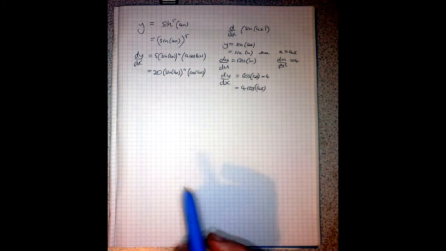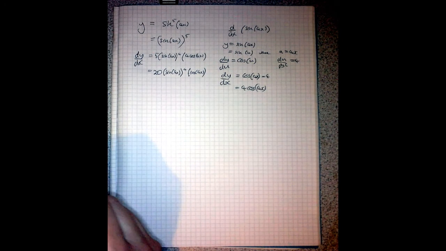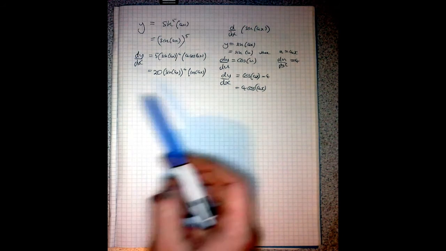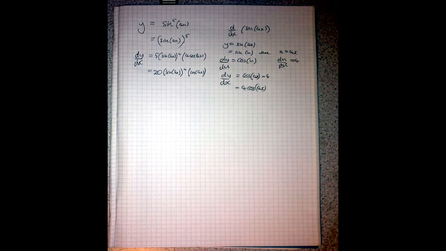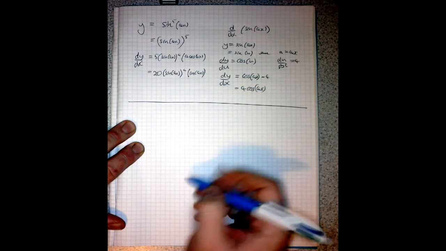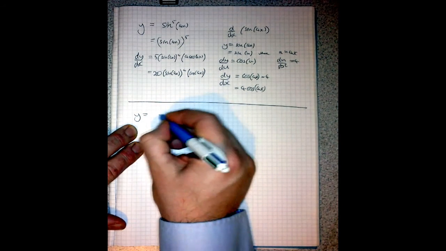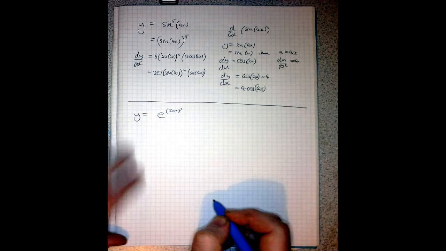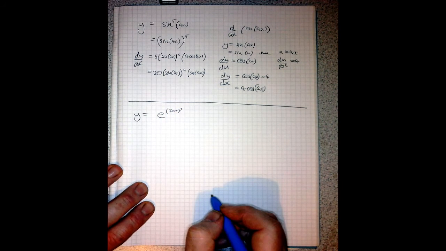So just be aware, and I'm looking at question 11, you need to do this, if you like, double chain rule. And e to the, I don't know, 2x plus 1 cubed. Double chain rule here again.